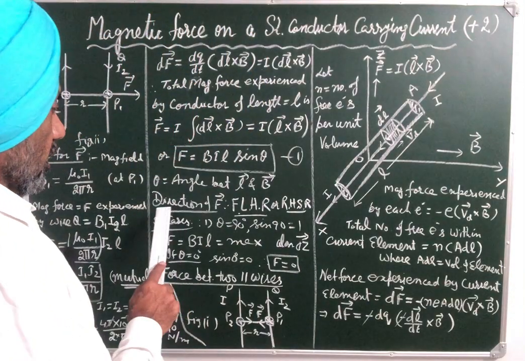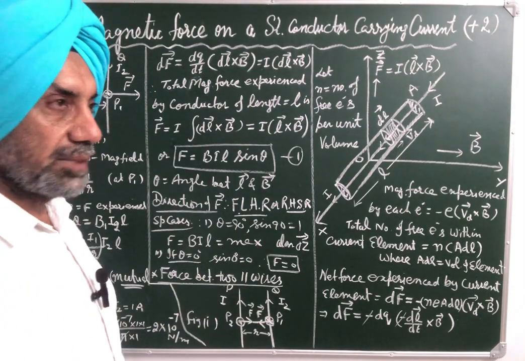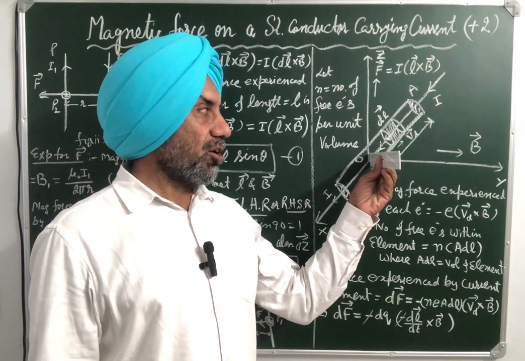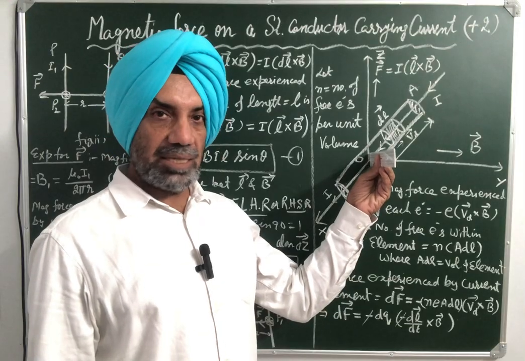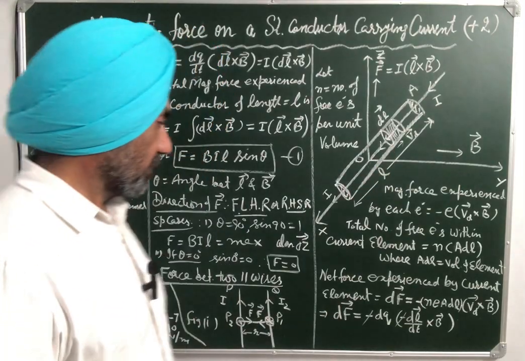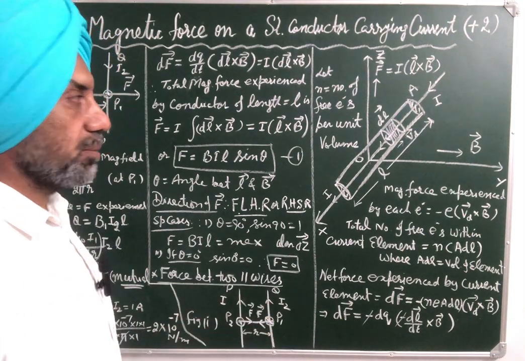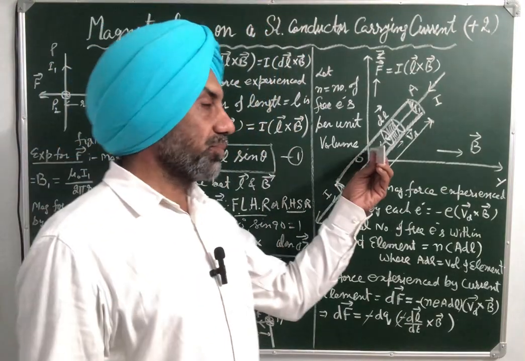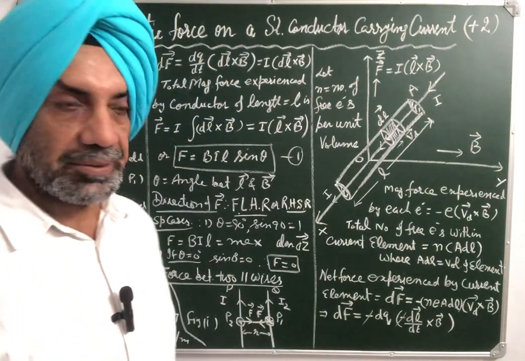Clear? Special case: when theta is equal to 90 degrees, that is, the angle between the current, which is along the x-axis, and the displacement vector, which is along the x-axis, the angle is 90 degrees. So sin 90 will be 1, so F is equal to BIL, which is the maximum. So the magnetic force experienced by the conductor is maximum when it is normal to the magnetic field.